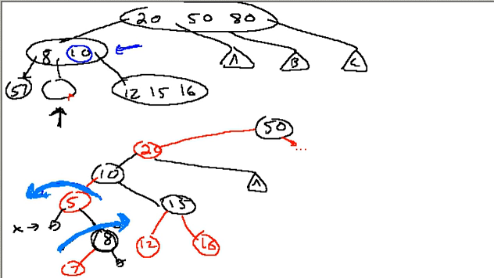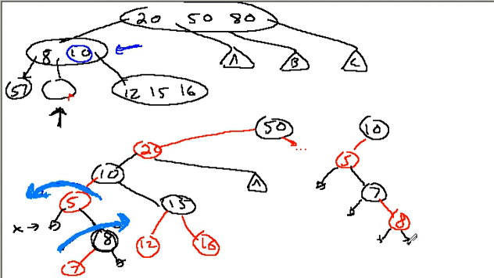Let me kind of redraw this here. 10. 5 stays the same. None of this even changes at all. And we say now, okay, 5 points down to a black node 7. 7 points to a red node 8. And then we've got all that. So that's what happens there.